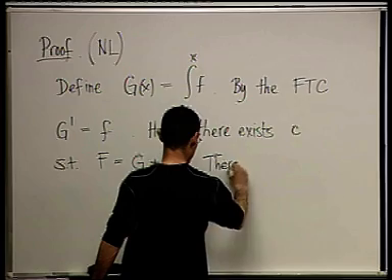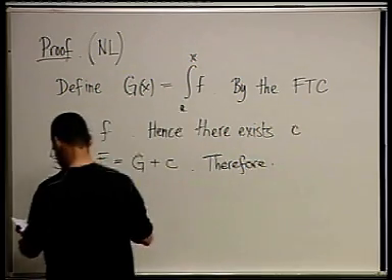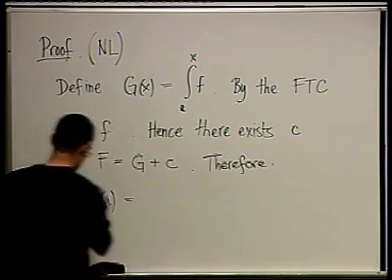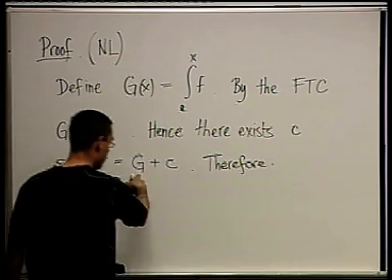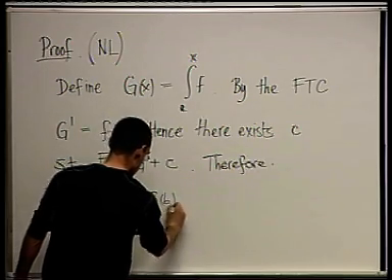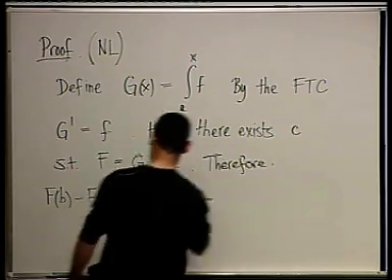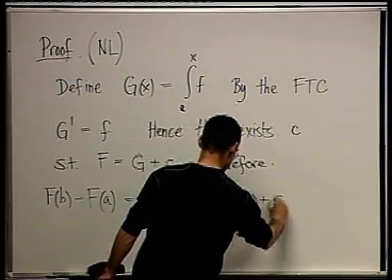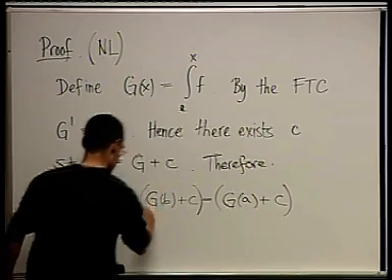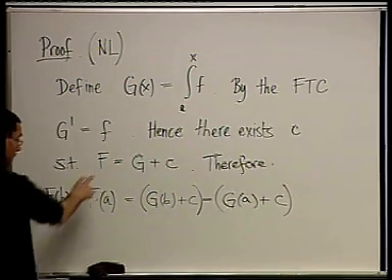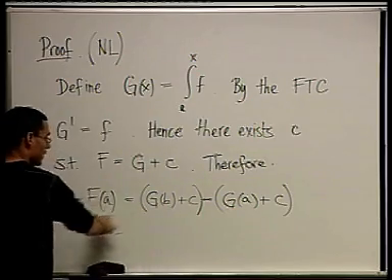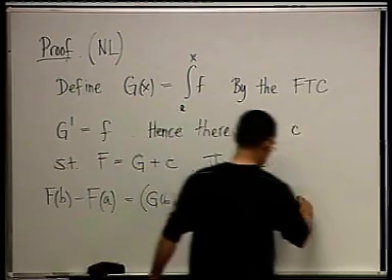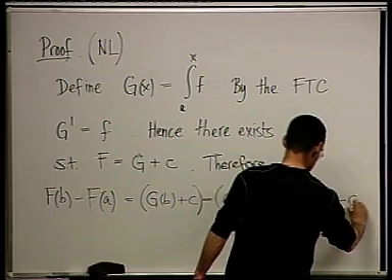Therefore, F of b minus F of a. What is F of b? F of b is G of b plus C, minus G of a plus C. Do you agree? F equals this, F at b is this, F at a is that. Right? C's cancel, so we get G of b minus G of a.